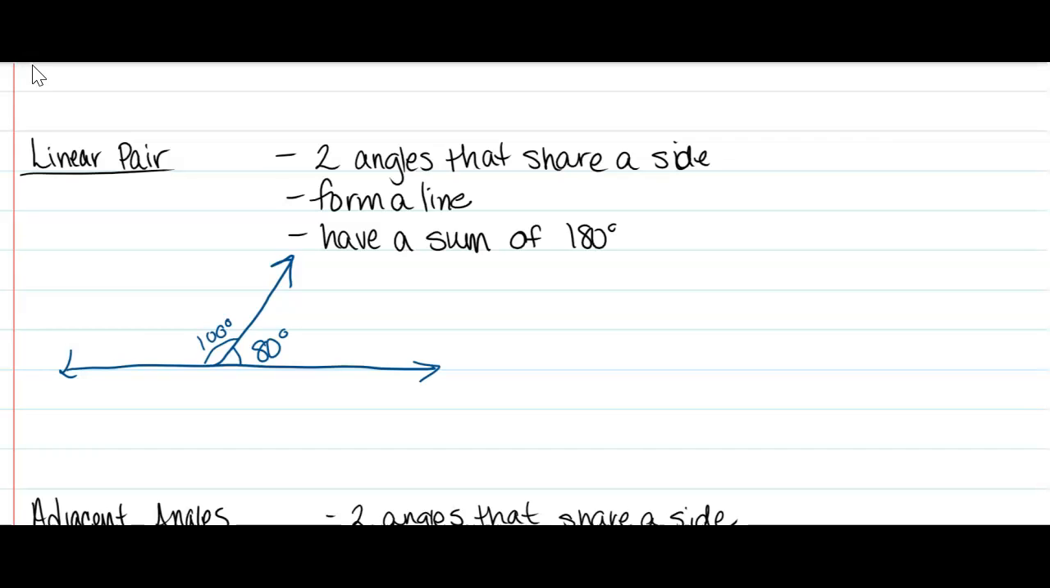So those two angles, they form a line. They have a sum of 180. And then the two angles also share a side. If you look at the word, it has the word line in it. So I'd be able to identify that it should be a line. And then pair means two. So it's two angles that form a line.